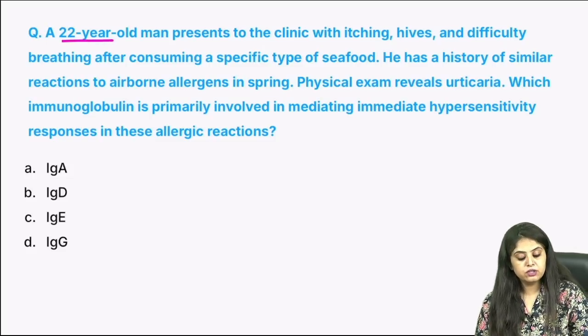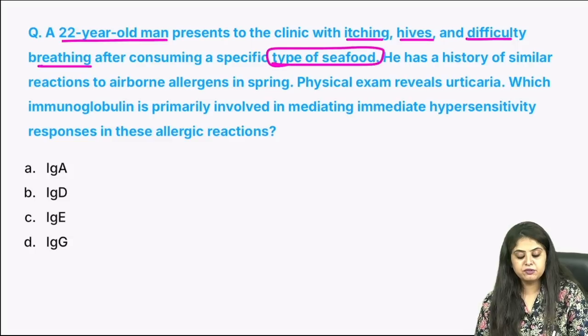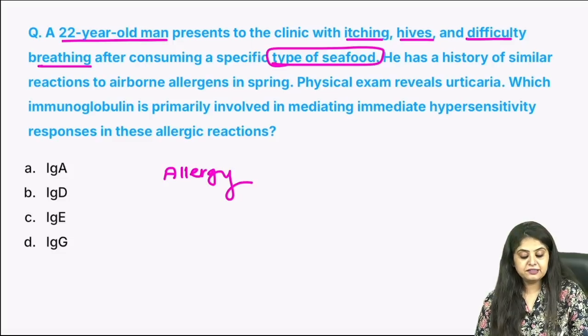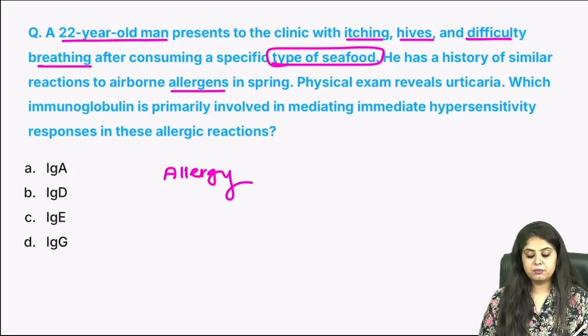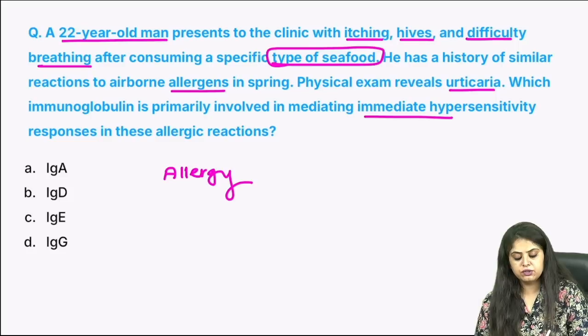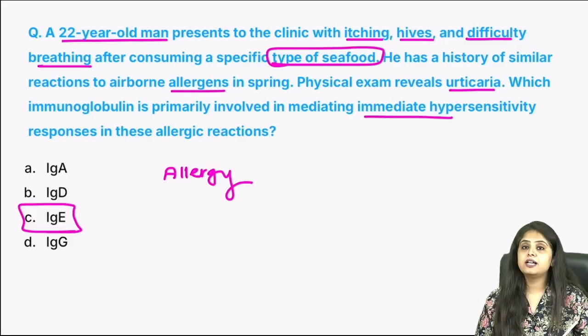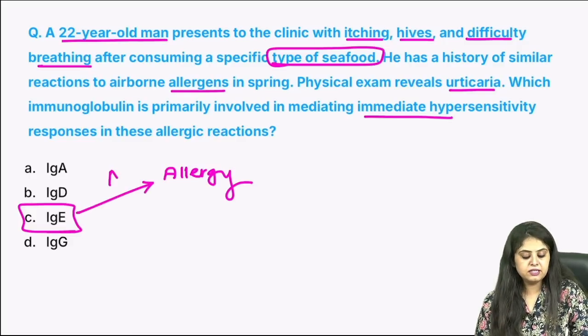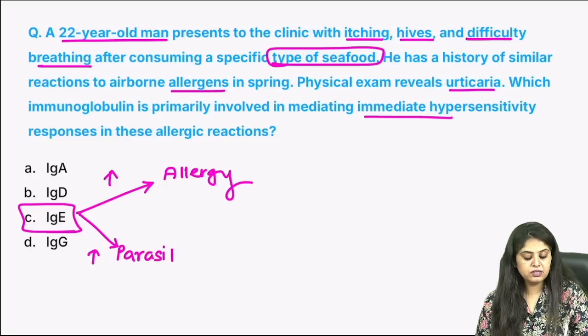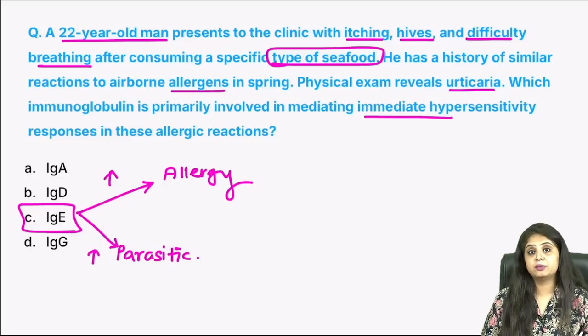A 22-year-old man presents to the clinic with itching, hives, and difficulty in breathing after consuming a special type of seafood. Have you started thinking of some kind of an allergy? Yes, there are allergens which are troubling this person. There is urticaria. So they are talking about type 1 immediate hypersensitivity. Which antibody? IgE. So IgE will be elevated in allergies. IgE will also be elevated in parasitic infection. That could be the future exam question as well.